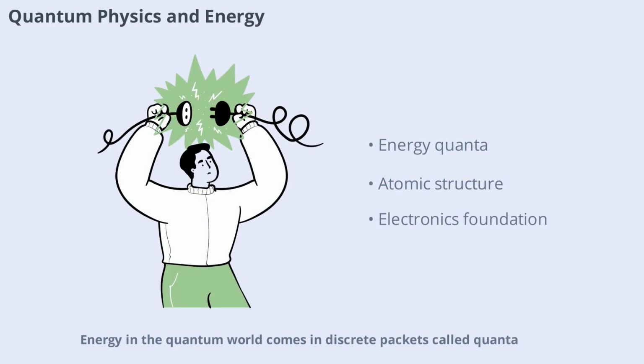Energy in the quantum world comes in discrete packets called quanta. This idea was first introduced by Max Planck and is the reason why atoms emit and absorb light at specific frequencies.